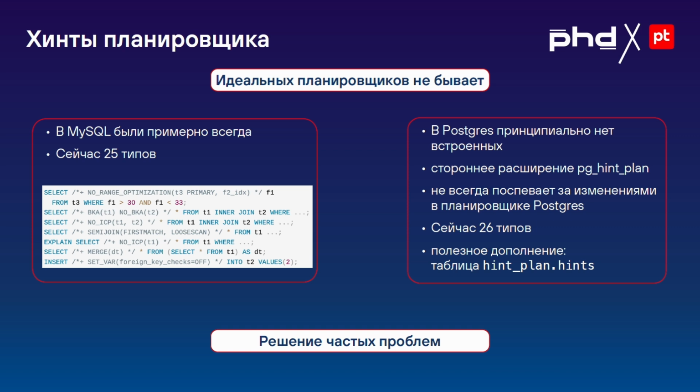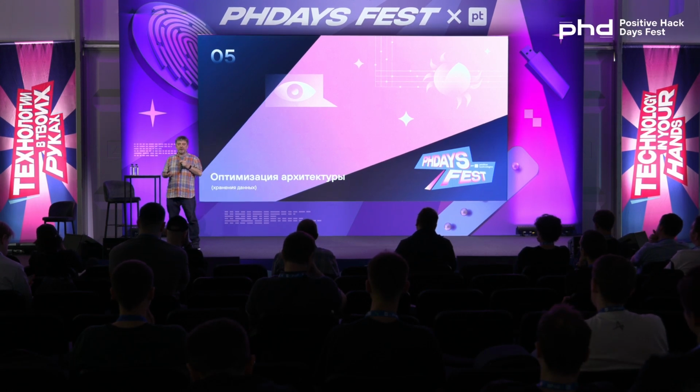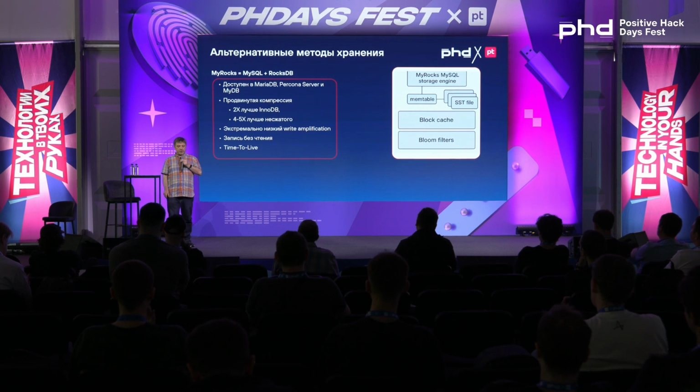You can say that for a request with a hash of this type, you need a MySQL plan. Postgres doesn't have it. If it's a problem for you, come to us and we'll do it for you. The architecture optimization. It's about storage optimization, of course.